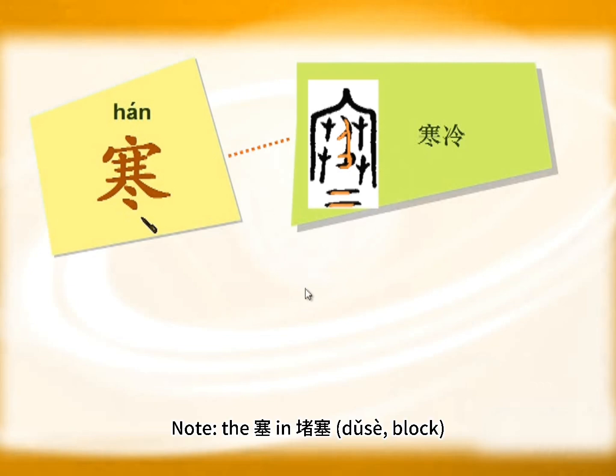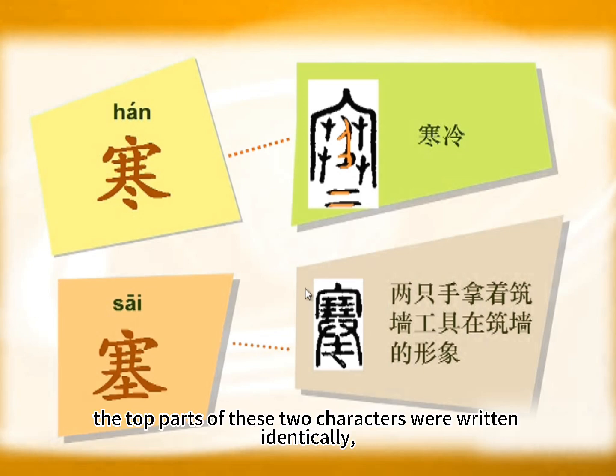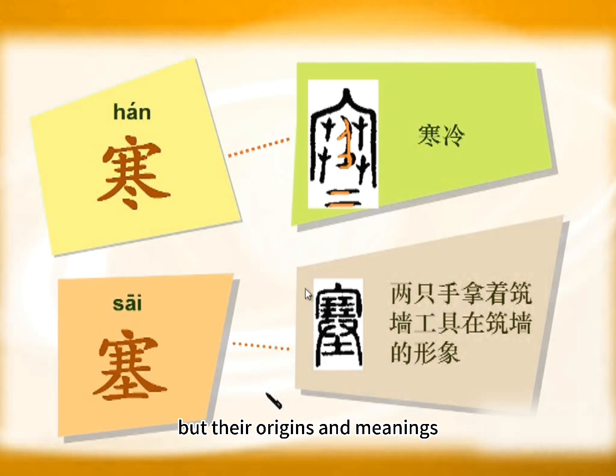Note, the character sè, to block, was originally different from the top of hán. It depicted two hands holding a tool for building a wall. The top parts of these two characters were written identically, but their origins and meanings are completely different.